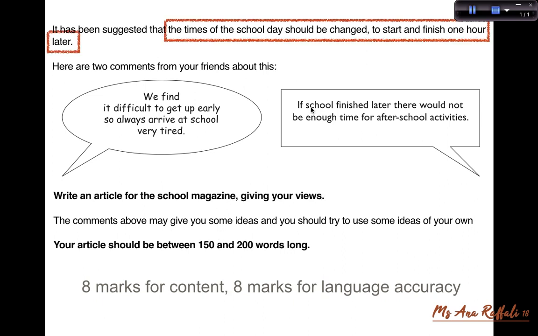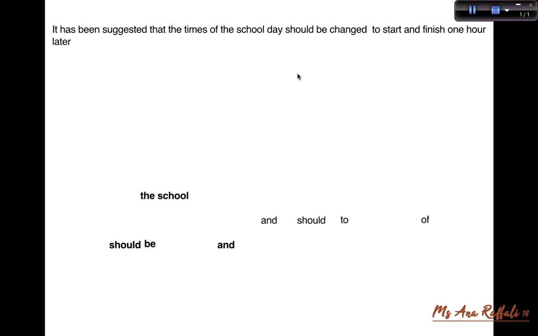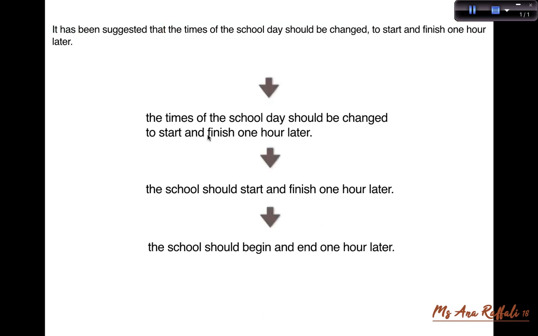Okay, so this should be the topic. The times of the school day should be changed to start and finish 1 hour later, but it's best if we can simplify this. So instead of saying this, it could be the school should start and finish 1 hour later. And as much as possible, try not to use the exact words from the prompt. Try to use your own words. So try to replace it with some other synonyms or antonyms. The school should begin and end 1 hour later.